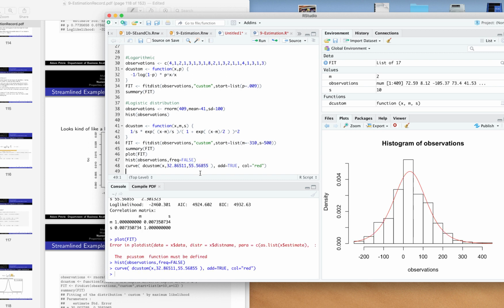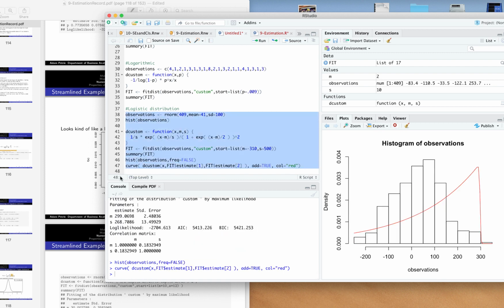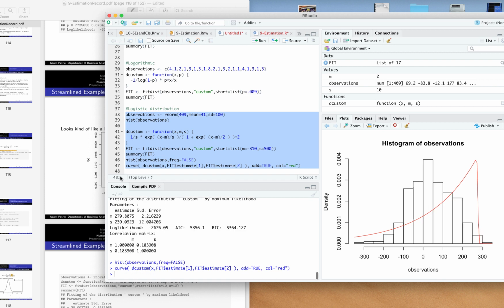So it's too bad I didn't set that random number seed because I could have checked to see if anything went wrong there. But if I run this again, I'm going to actually say fit estimate 1 and fit estimate 2, just to automatically make this. So that one's pretty tragic.